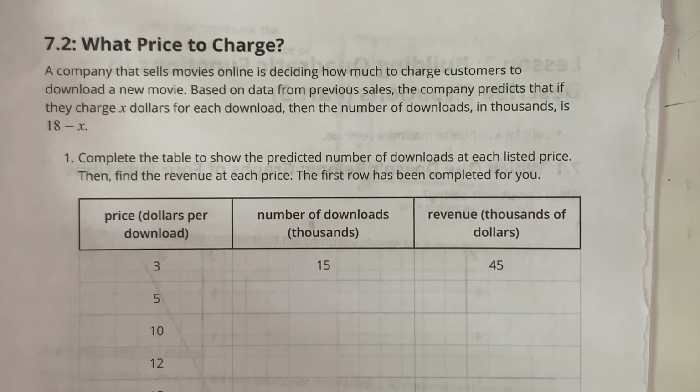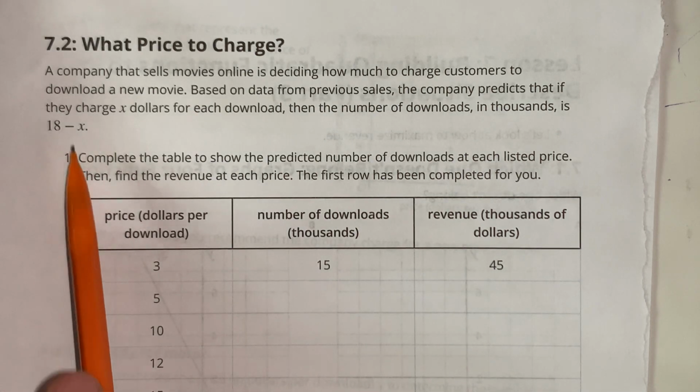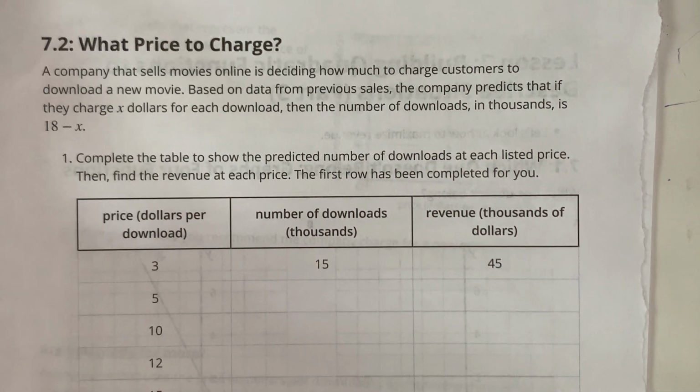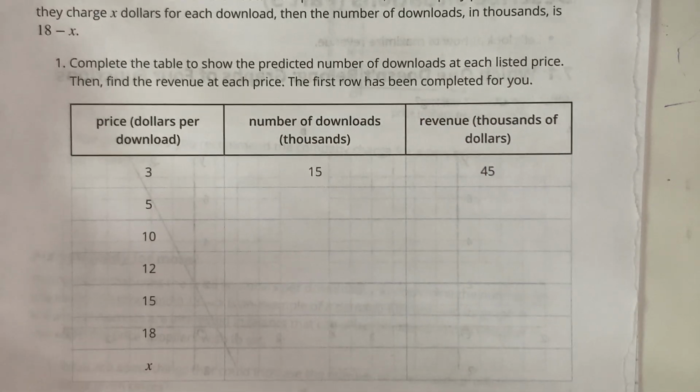A company that sells movies online is deciding how much to charge customers to download a new movie. Based on data from previous sales, the company predicts that if they charge X dollars for each download, then the number of downloads in thousands is going to be modeled by this expression, 18 subtract X. Okay, so we're going to complete this table. We'll talk a little bit about what revenue is, and then we're going to see if we can see the connection between quadratics in this situation.